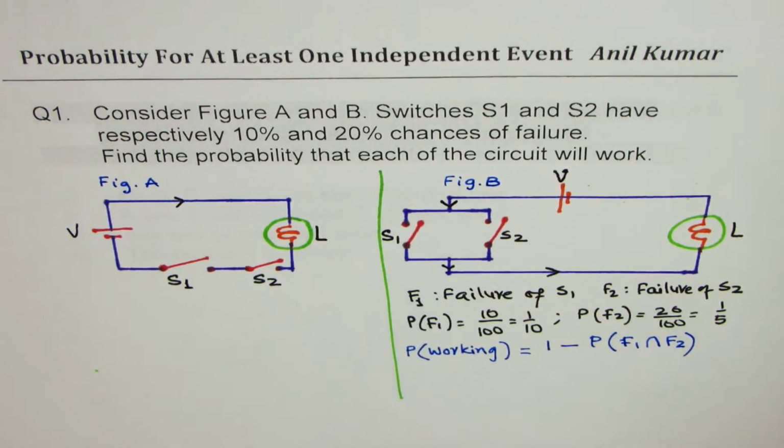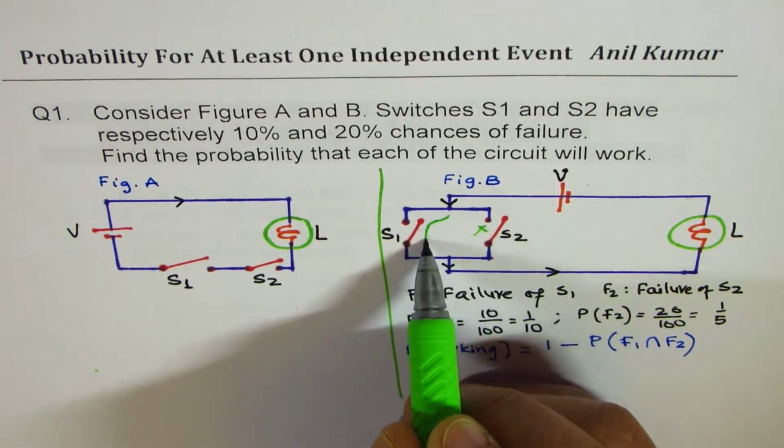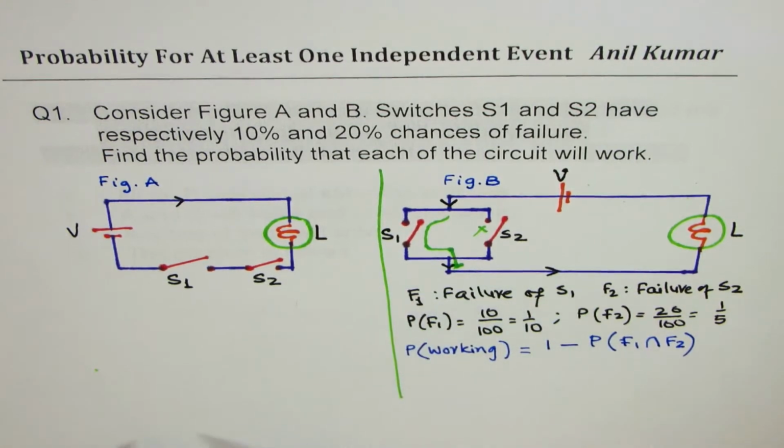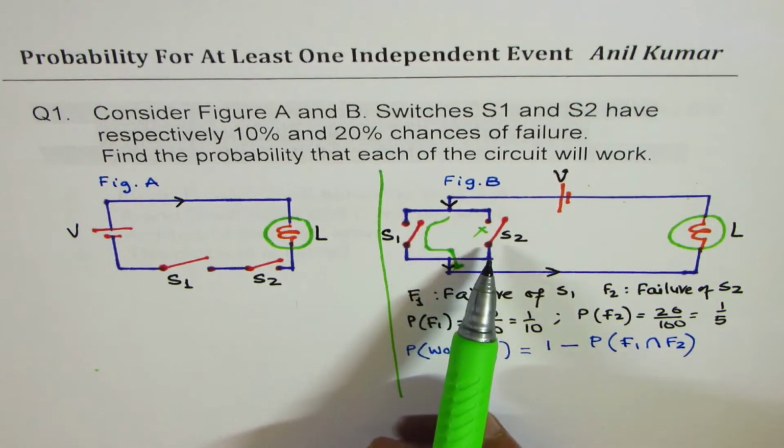If one of them is working, then you can see that the current will flow. So let's say this fails. In that case, the current can go from this direction. So both have to fail. Then they will not work.